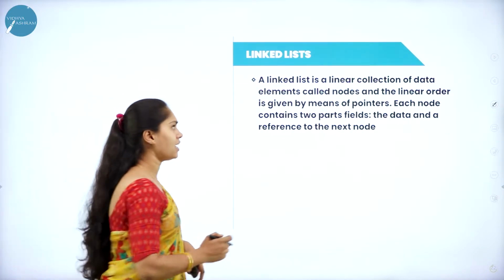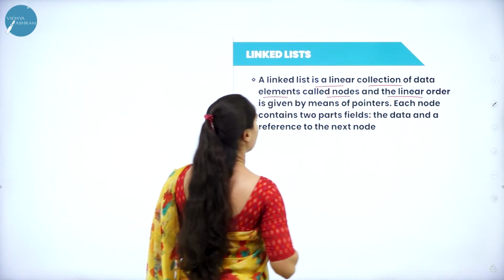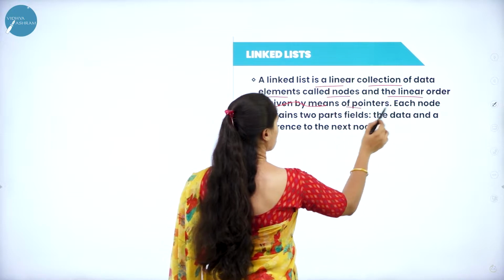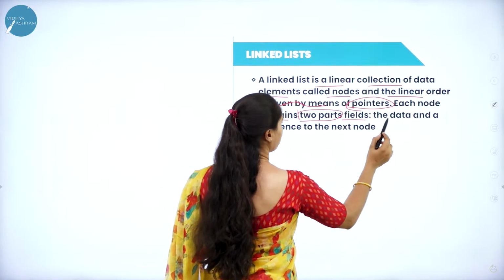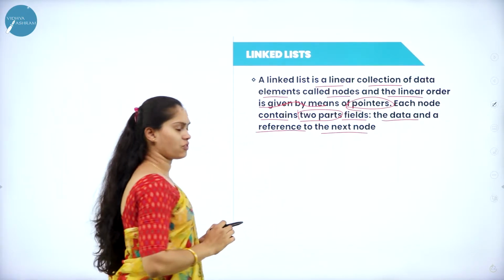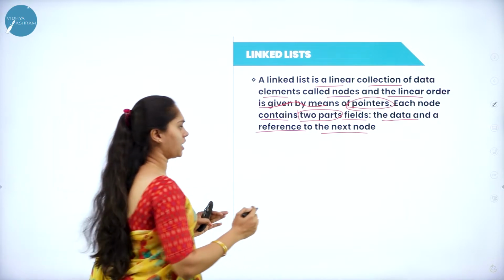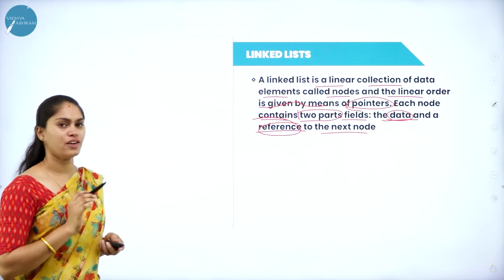When it comes to the linked list, it is a linear collection of data elements called nodes, and the linear order is given by means of pointers. So each node contains 2 fields. One is the data, and the other is the reference to the next node. So it has 2 fields that include data as well as reference. This is the definition of linked list.